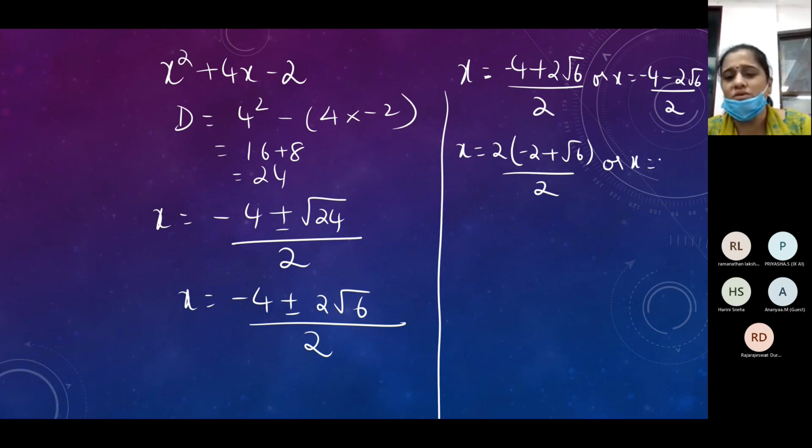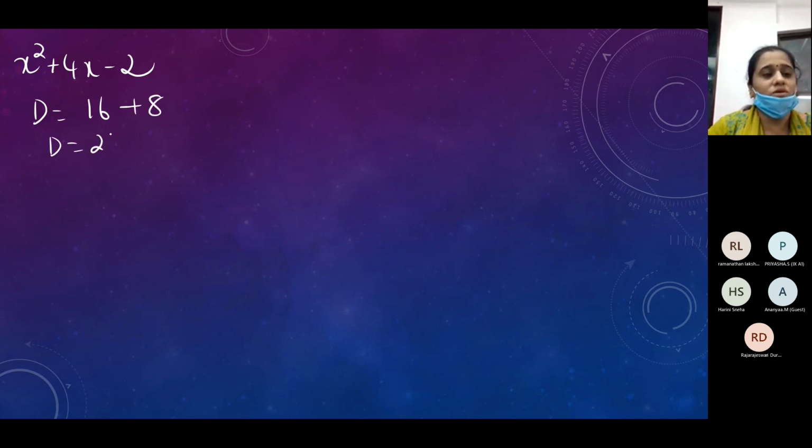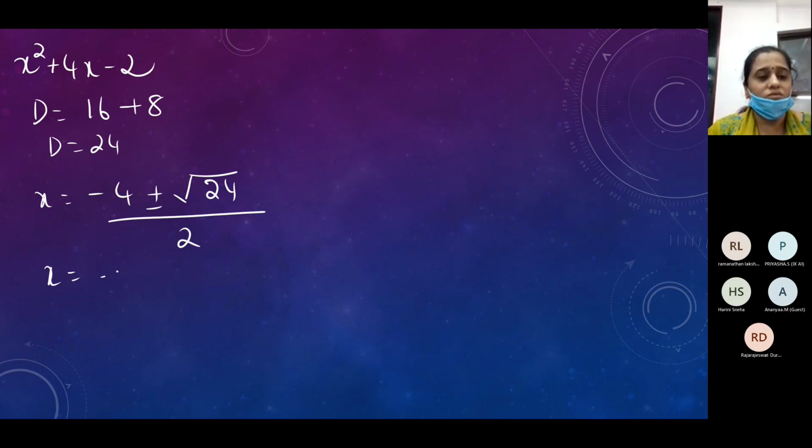So don't take minus 2 common. So 2 common minus, so clumsy. Let me do it again. x squared plus 4x minus 2, d is equal to b squared minus 4ac, so 16 plus 8, d is equal to 24. x is equal to minus b plus or minus root 24 by 2a. x is equal to minus 4 plus or minus.